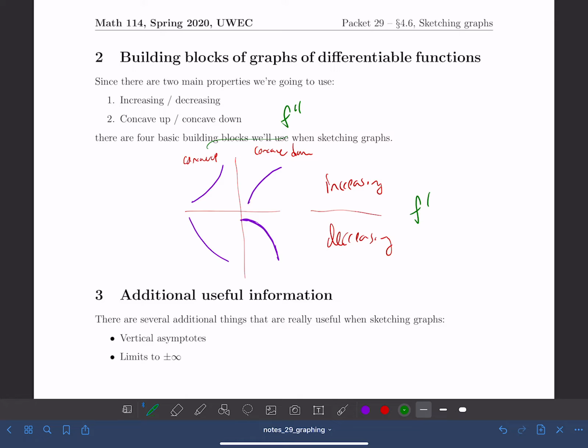So just like we were doing for optimization, we're going to split intervals based on critical points and possible inflection points. So determine the signs of f prime and f double prime on each of those intervals, and then use that to solve a problem, in this case graphing, by grabbing which of these four things it is for each of those intervals.